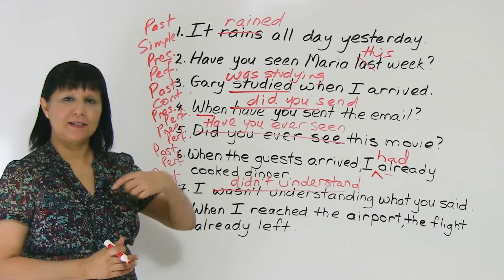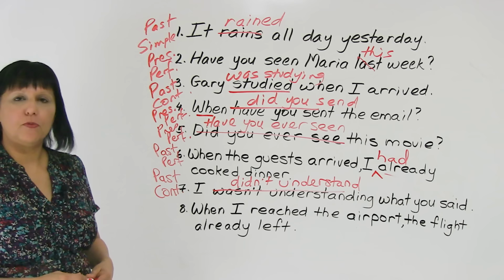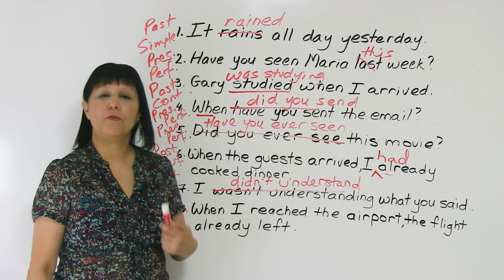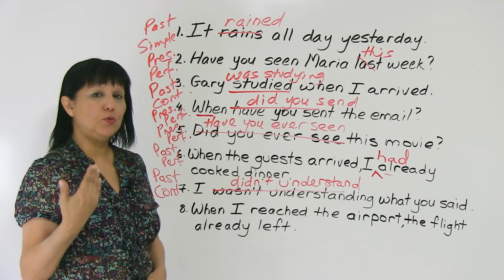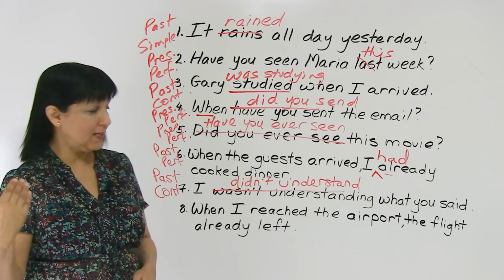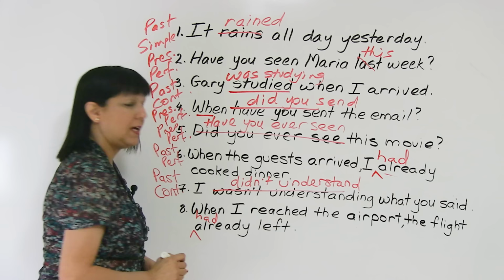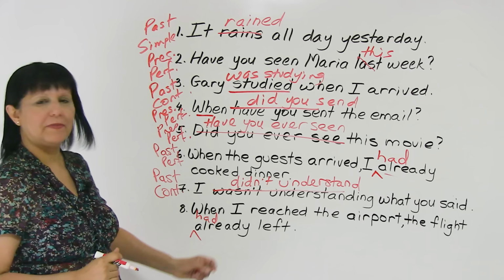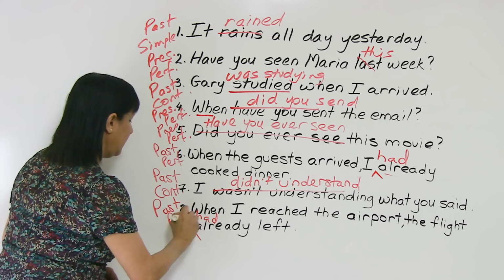And the last one, when I reached the airport, the flight already left. Okay, we did one similar to this back here. So again, what's going on here? Two actions in the past, and you want to show that one of those actions happened first. The action that happened first, we have to express using the past perfect tense, which means we need to say the flight had already left. When I reached the airport, before that, the flight had already left. So if you weren't sure about that or you got it wrong, then please review the past perfect tense, okay?